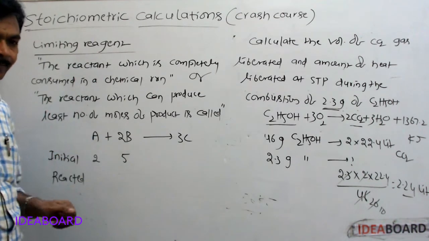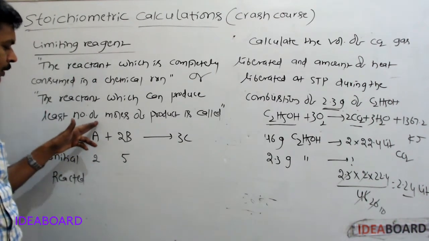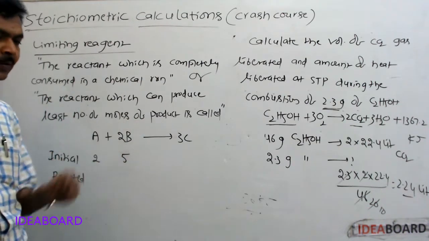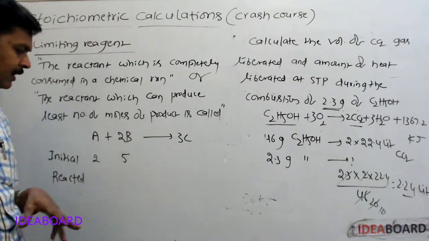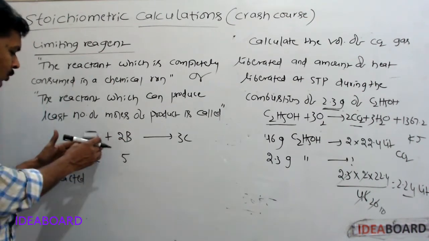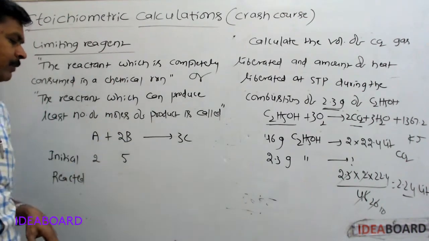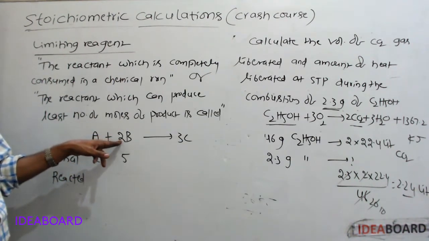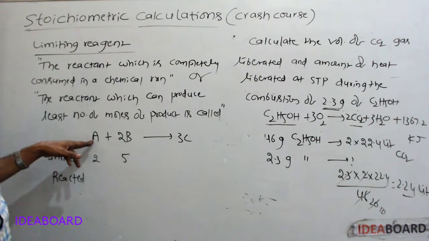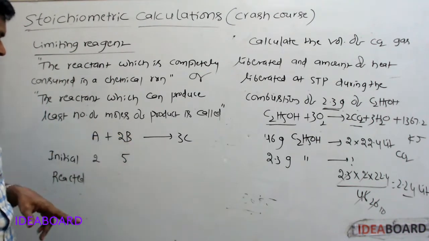From this given equation, to react with 1 mole of A, 2 moles of B is required. Then to react with 2 moles, how many moles is required? 4 moles is enough. For 1 mole of A, 2 moles of B is required.